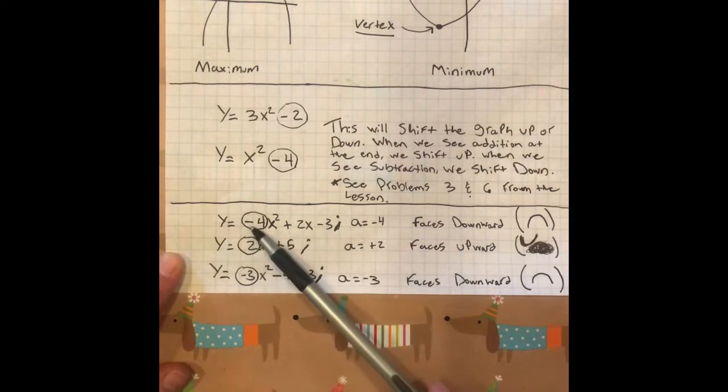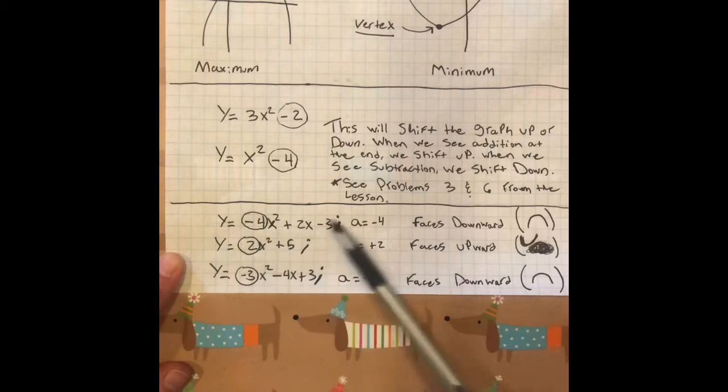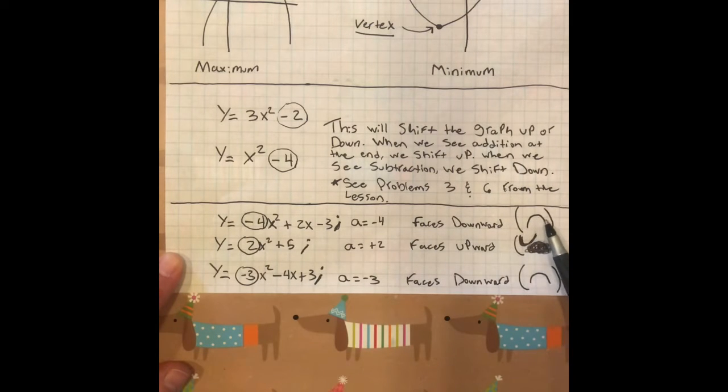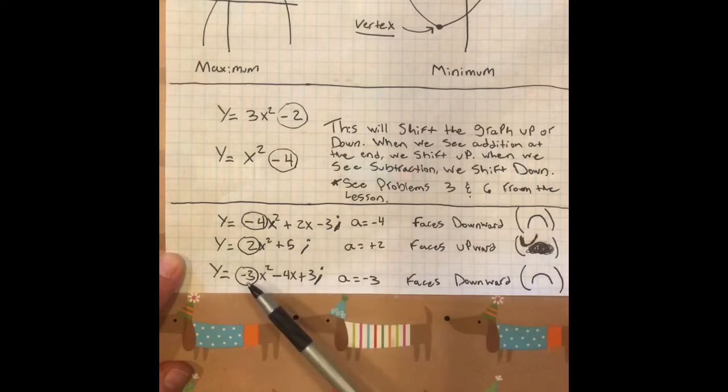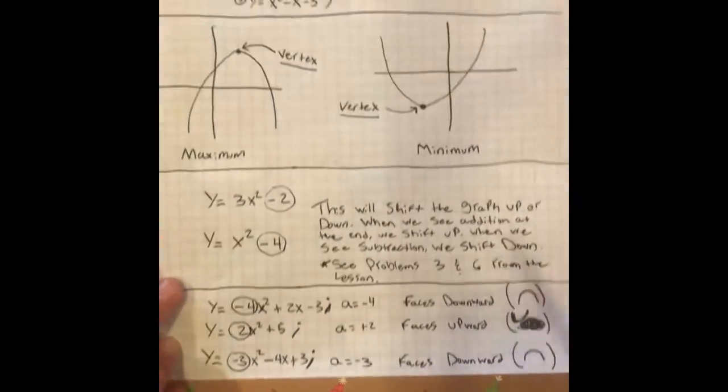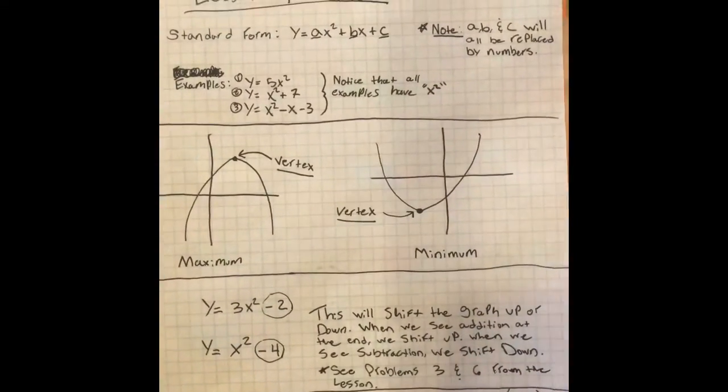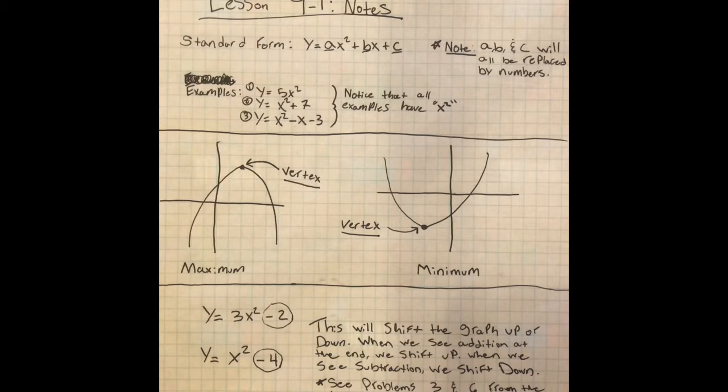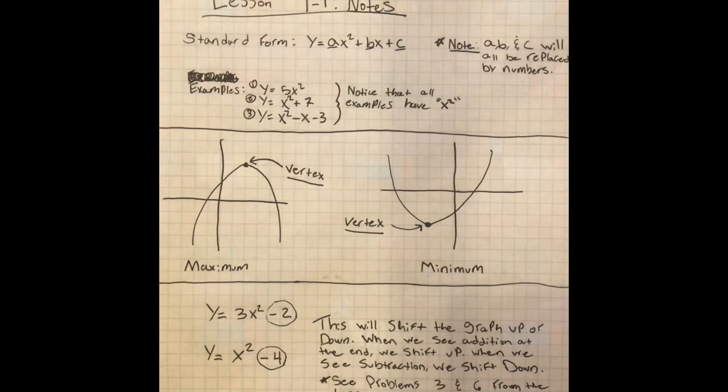So negative 4, a negative out front will make this thing face downward, or a sad face. Positive numbers will make it face upward, like a smiley face. And negative 3, it's going to face downward since it's negative, so it's going to look like a sad face. All right, so I'm going to give you guys just a second if you want to take a picture, pause, whatever you want to do, as I load up my canvas.